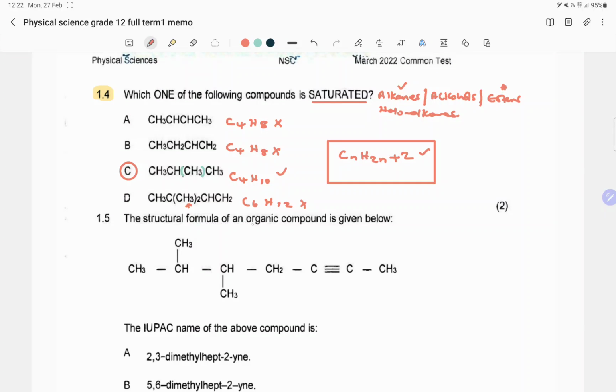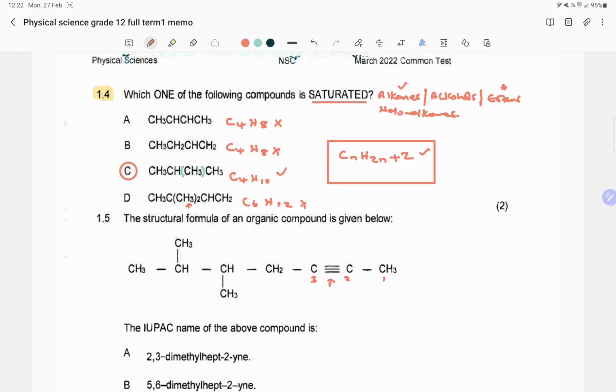Now the structural formula of an organic compound is given below. What we see striking is the triple bond, to suggest that this is an alkyne. This already tells you to prioritize numbering the carbons from the side closest to the functional group. So this is already carbon 1, carbon 2 and carbon 3. But now we don't know about the other carbons.